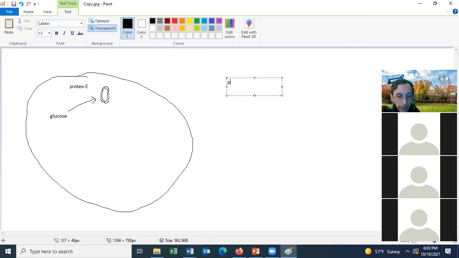The proto-eukaryote could only engage in glycolysis. And have we talked about glycolysis yet? I'm sorry, I teach so many classes, I forget where we are. Glycolysis is the beginning of aerobic respiration, and it can take glucose and make ATP.